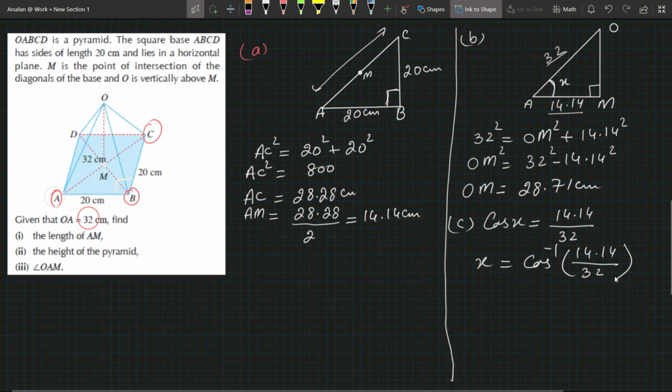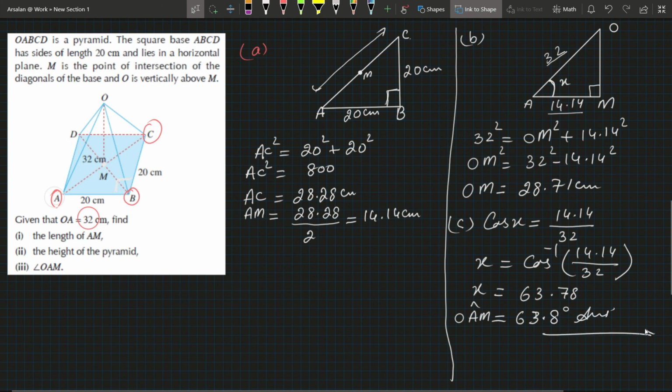All of you must do the calculation with the working on the screen so that you may verify the answers. I might be making some mistake. If there is any mistake, you can point it out in the comments. So x is equal to 63.77 or 78. So the final answer, I am finding the OAM angle. OAM is equal to 63.8 degrees. This is our final answer, right?